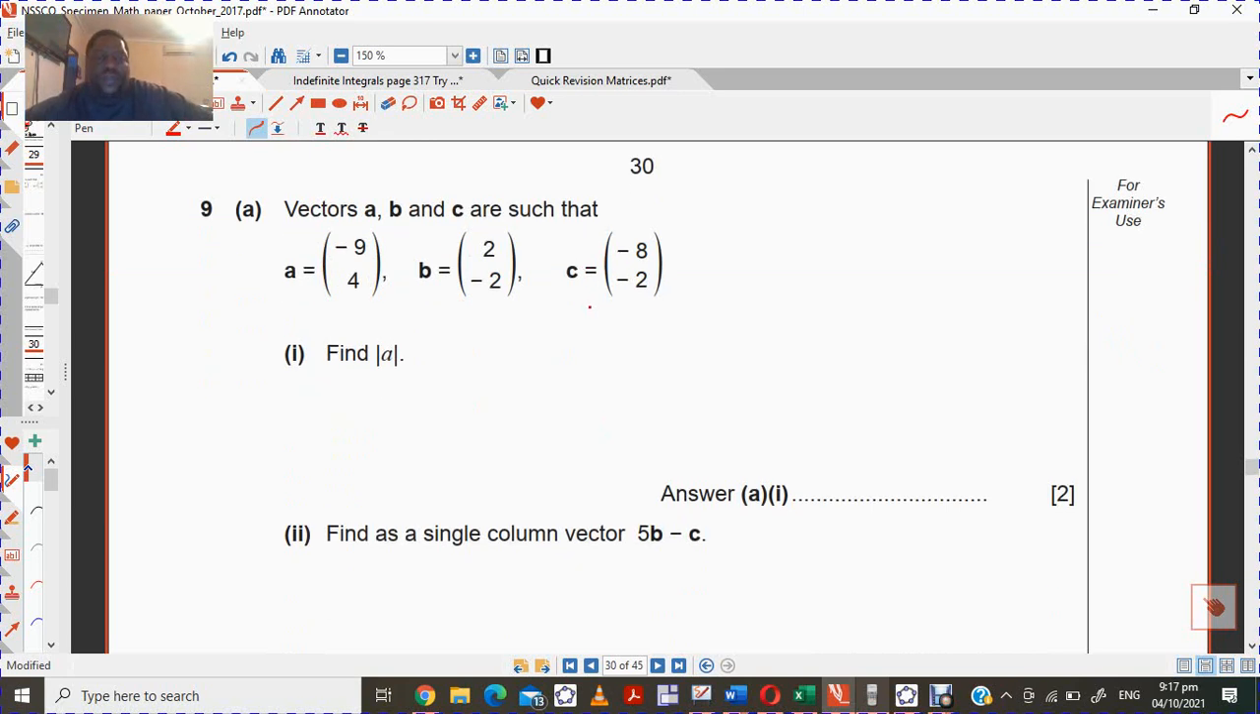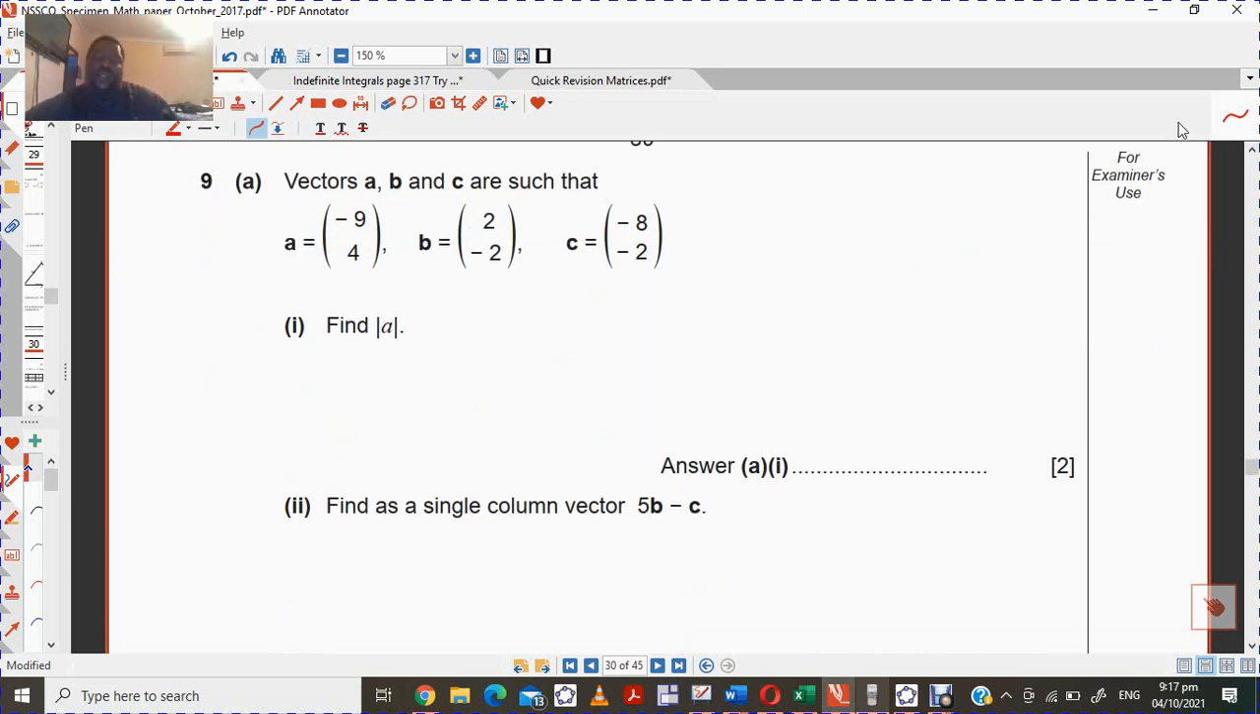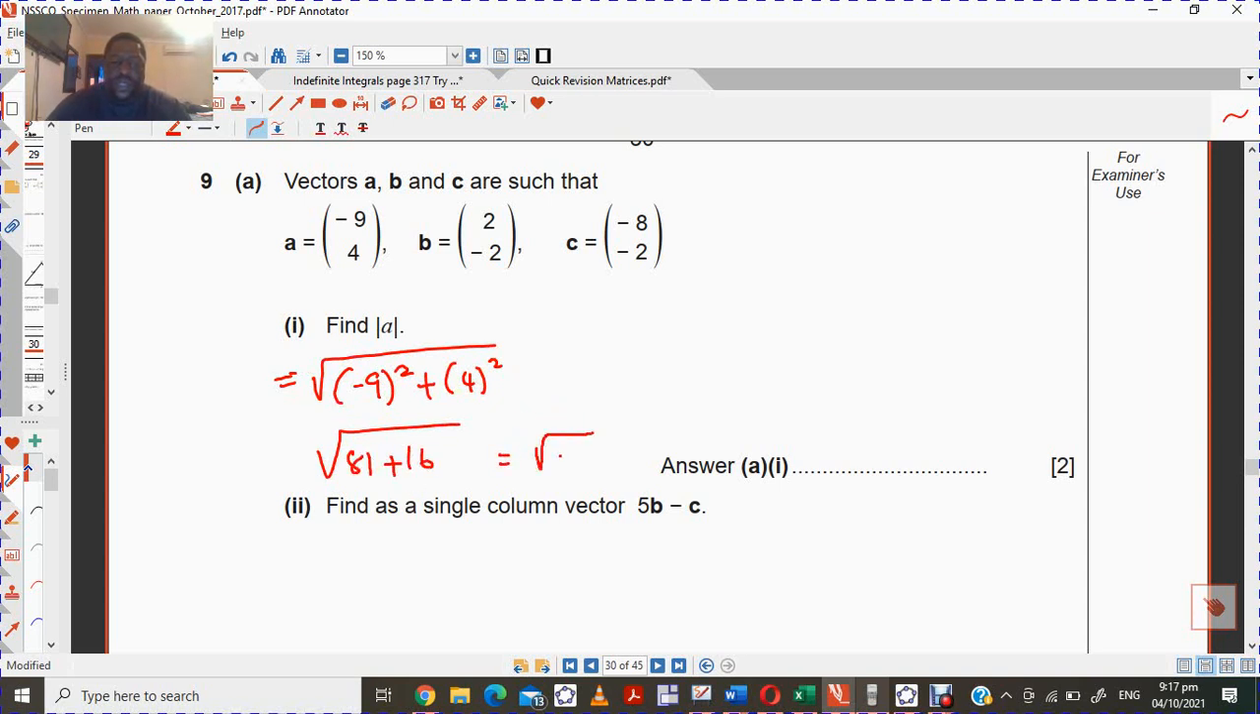Good. Question 9, you have got vectors. Now we have to find the magnitude of vector A. So that is very easy. You use Pythagoras. It's minus 9 squared plus 4 squared. Okay, so that gives you 81 plus 16. All right, so the whole thing is root 97.